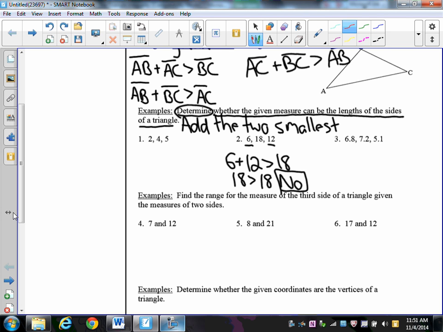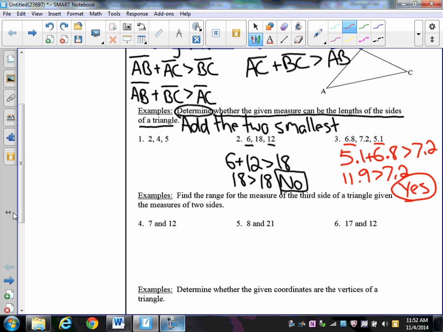So again, we're going to add the two smallest for number 3, 5.1 and 6.8. We're asking, is it greater than the remaining side, 7.2? And if we add it, we get 11.9, which is greater than 7.2. So yes, this can be the sides of a triangle. I want you to try number 1.